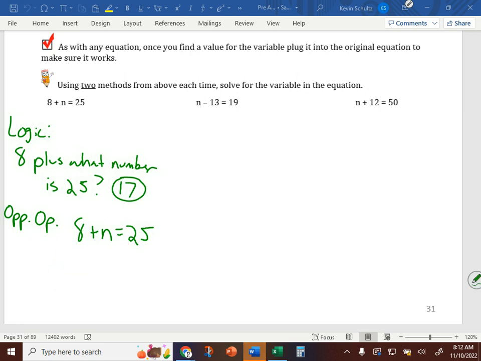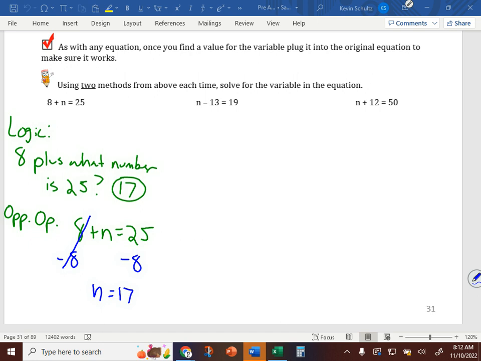We want to get n by itself. So we're going to be subtracting 8 from both sides because 8 minus 8 equals 0. And then in order to keep this equation balanced, 25 minus 8 equals 17. n equals 17. Okay?